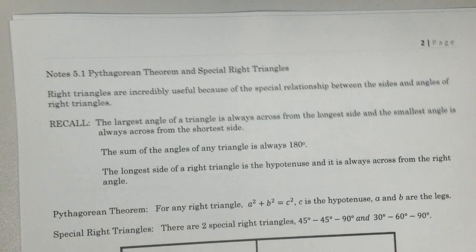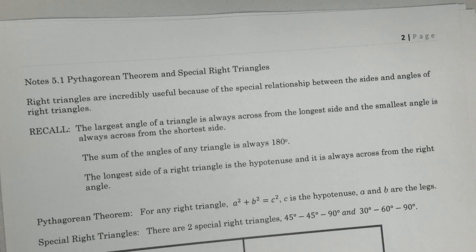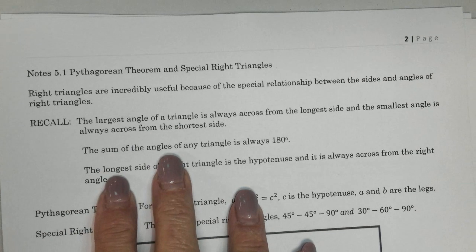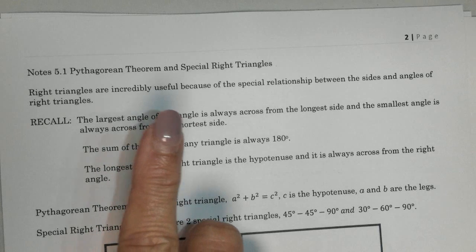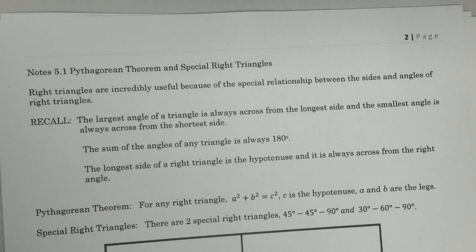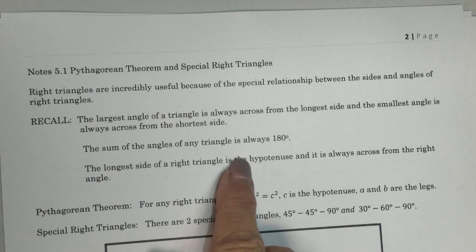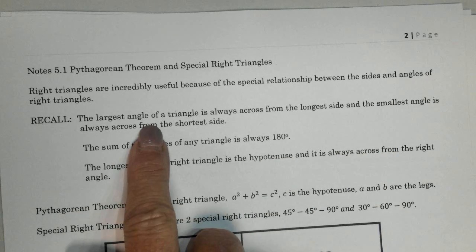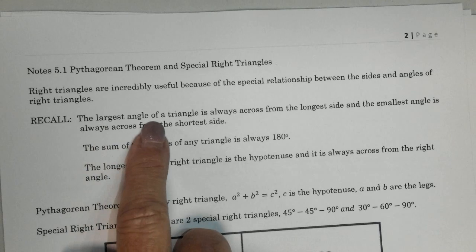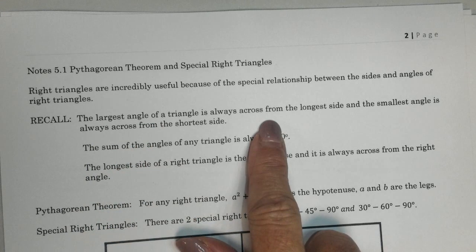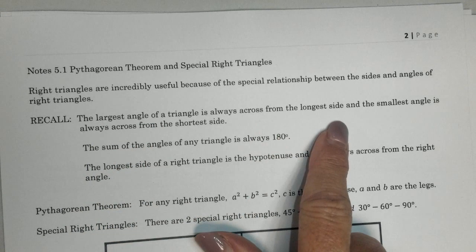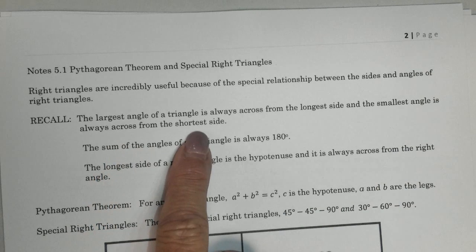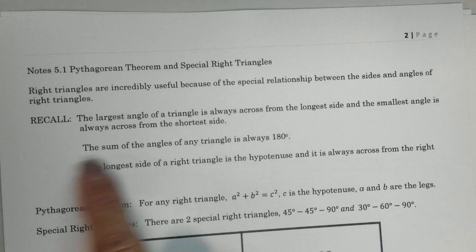But before we do, I want to make sure that y'all remember a couple of things when you did study triangles in geometry. We know that right triangles are very useful in problem solving because there's a special relationship between the sides and the angles of right triangles. But I want you to recall that the largest angle of any triangle is always across from the longest side, and the smallest angle is always across from the shortest side. That's going to come into play later on.